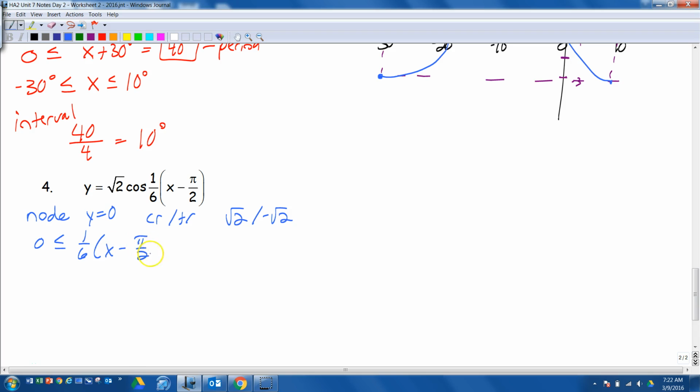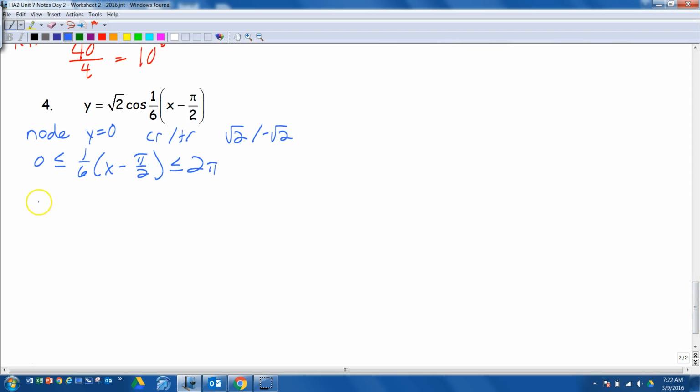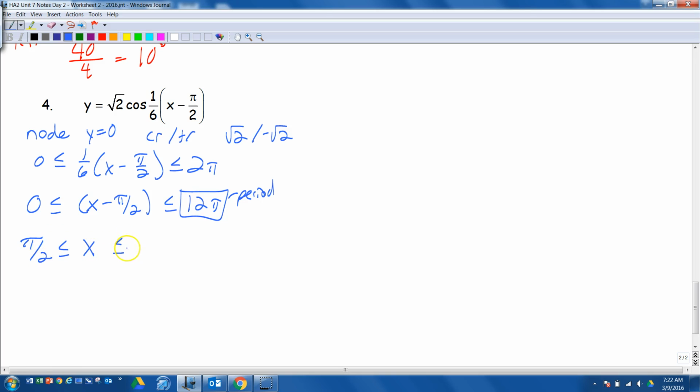I'm in radians again, so I have to put that to 2 pi. If you multiply everything by 6, you get 12 pi as the period. Then you do the shift, we're adding pi over 2. To add pi over 2 to that, that's like 24 halves, so it'd be 25 pi over 2. Okay? And then the interval is 12 pi divided by 4, which is 3 pi.